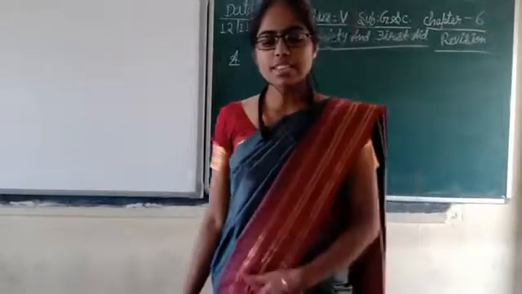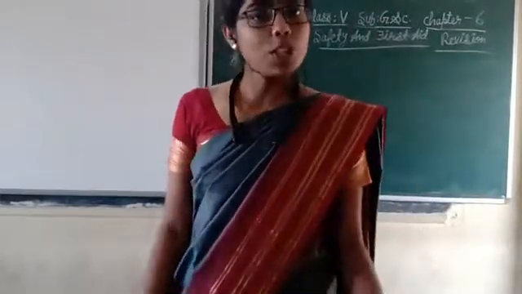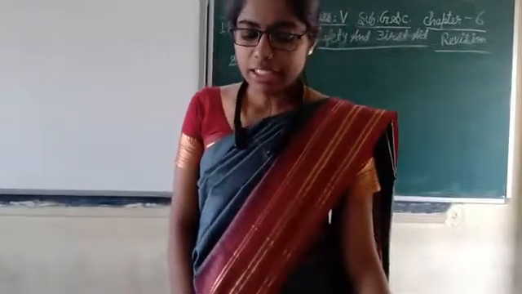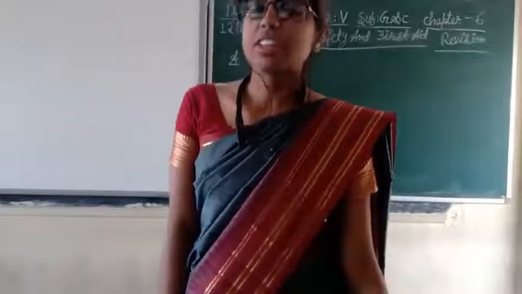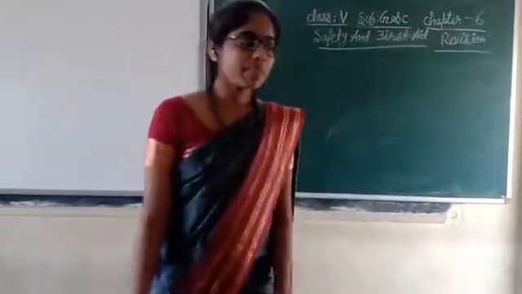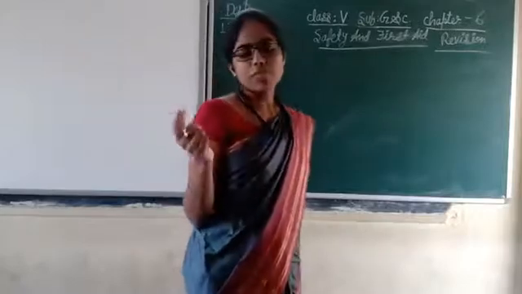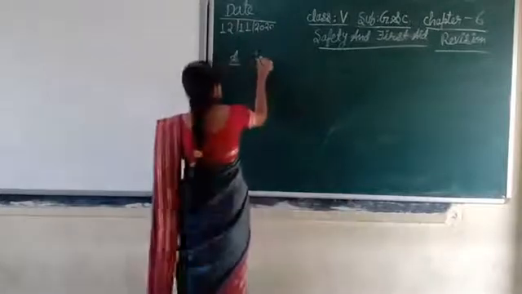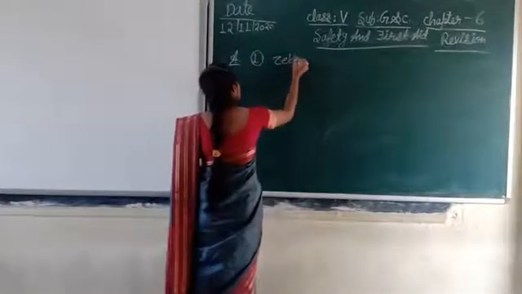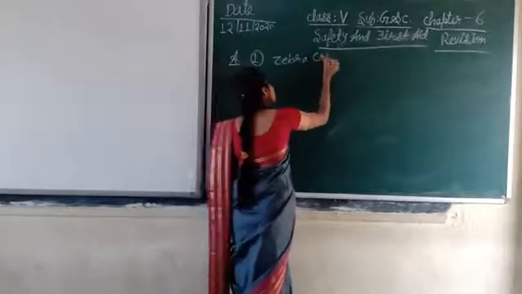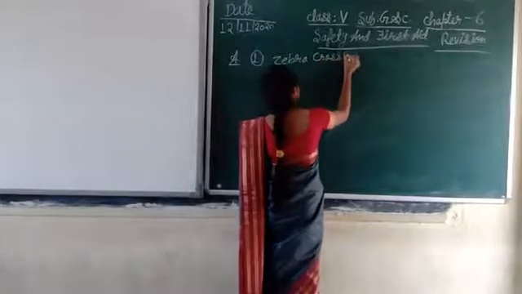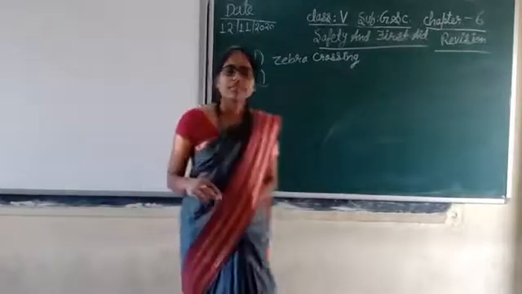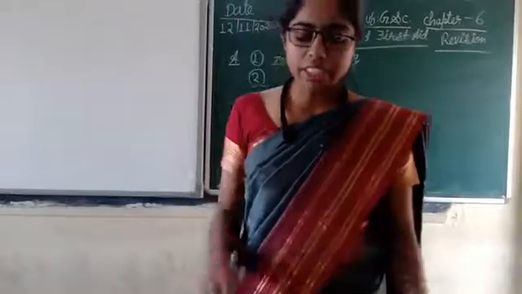First question of this exercise, one figure is given. Look into the book and see there one figure is given, and it's asked that this sign stands for. So the figure which is made, what is that sign called? That sign is called zebra crossing. What that symbol is called? Zebra crossing. Check into your book whether you have done correctly or not.